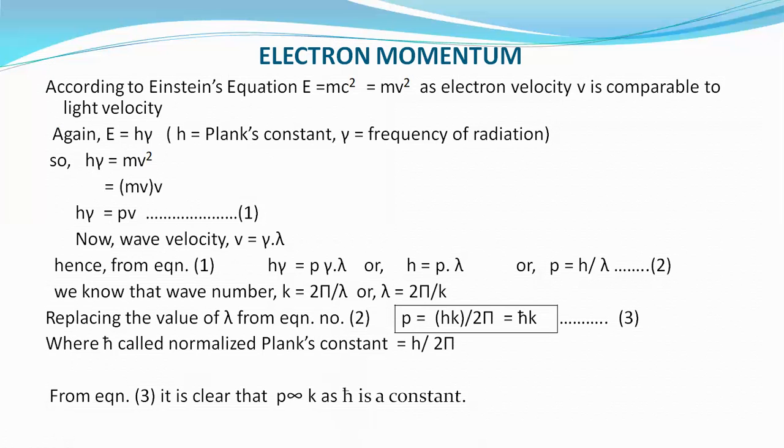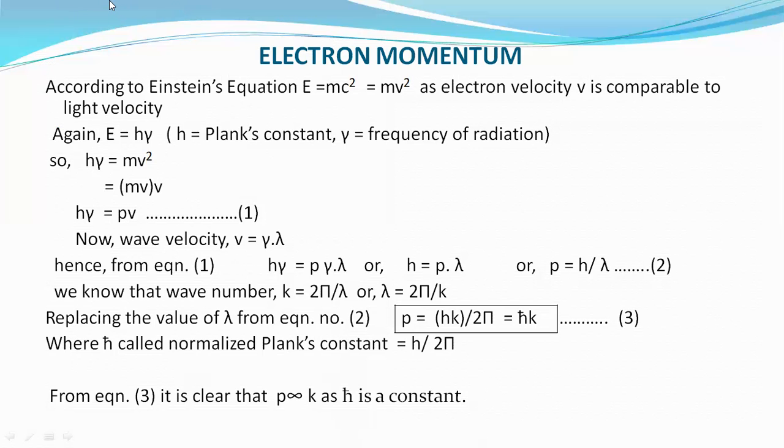Now we know that wave number k is given by 2 pi upon lambda. So lambda is equal to 2 pi upon k. If you put the value of lambda in equation number 2, you will have p is equal to hk upon 2 pi. That is equal to h cross k, where h cross is equal to h upon 2 pi, called the reduced Planck's constant, h cross. So this is equation number 3, p is equal to h cross k.